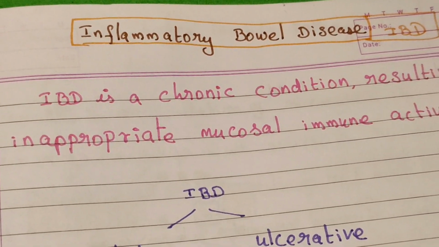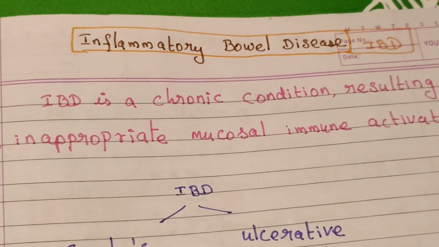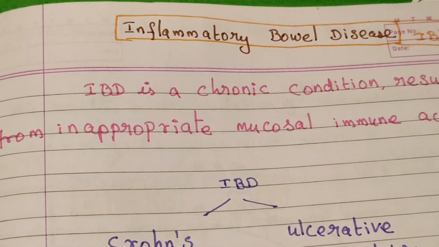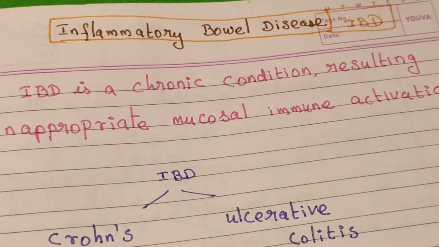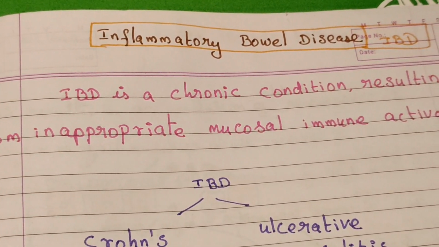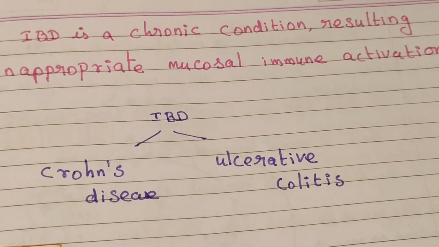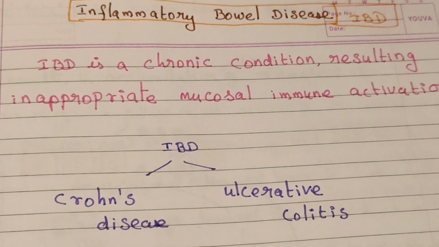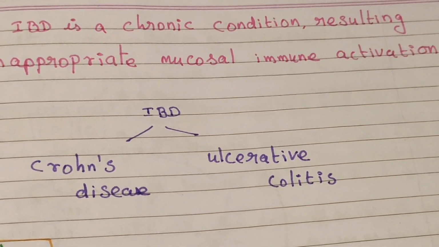In this video, we'll discuss inflammatory bowel disease, IBD. IBD is a chronic condition resulting from inappropriate mucosal immune activation. It consists of two diseases: Crohn disease and ulcerative colitis.